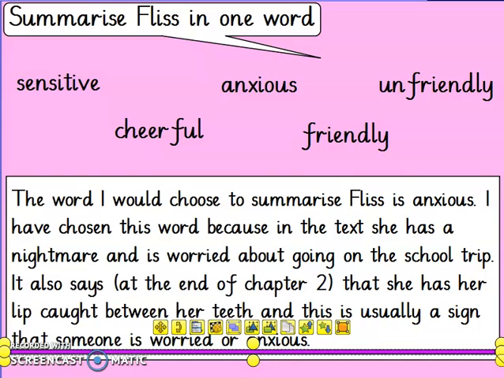The word I would choose to summarise Fliss is anxious. I have chosen this word because in the text she has a nightmare and is worried about going on the school trip. It also says, at the end of chapter 2, that she has her lip caught between her teeth, and this is usually a sign that someone is worried or anxious. So as you can see in my first sentence, I've stated what word I've chosen, and then I've gone on to explain why I've chosen that word using evidence from the text.